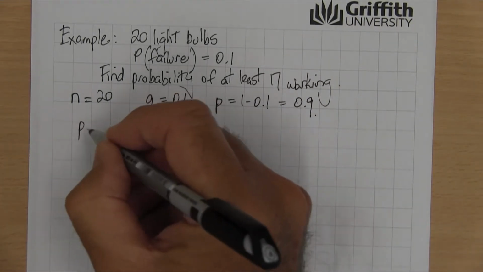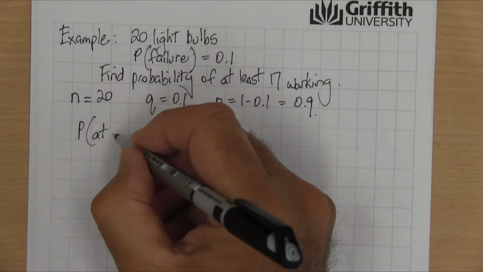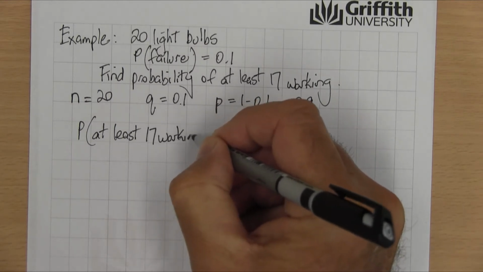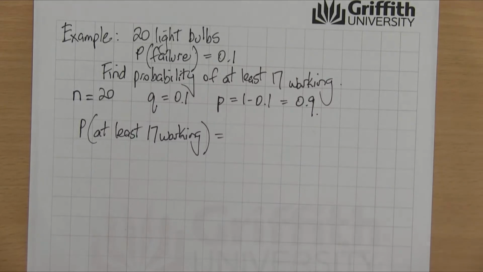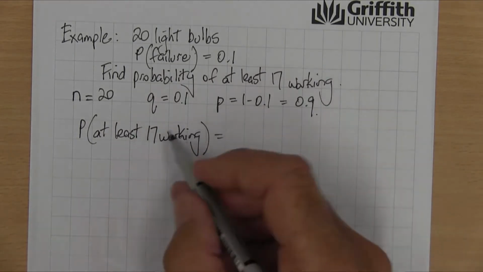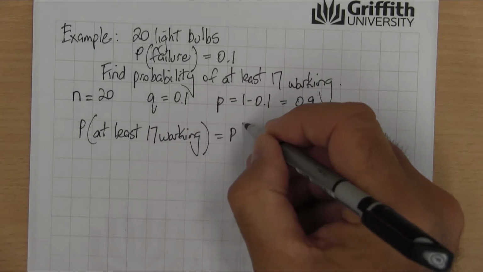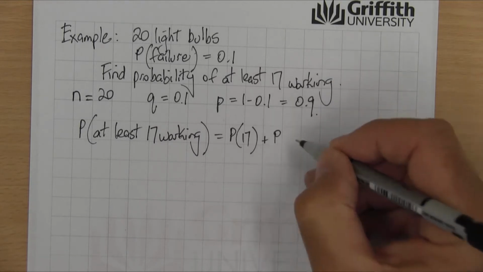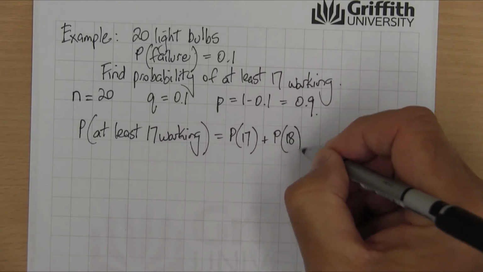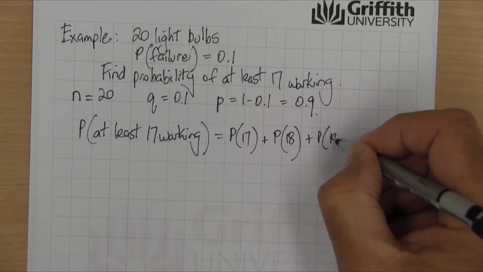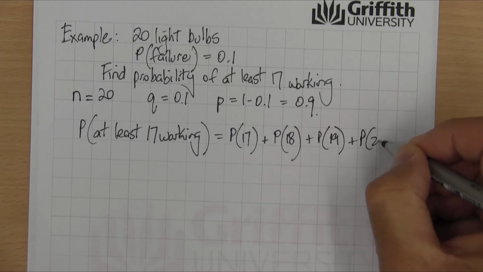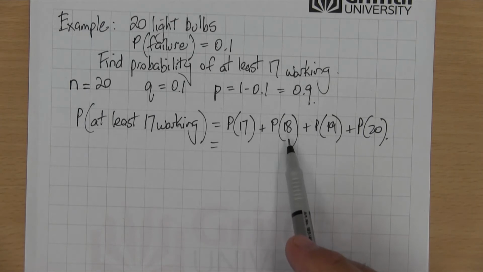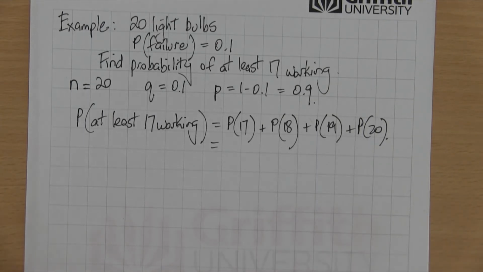Now, probability of at least 17 working, and sometimes the wording of these can make it a little bit confusing. At least 17 working is the probability that you're going to have 17 successes, plus probability of 18, plus probability of 19, plus probability of 20. So you've got 17 successes, 18 successes, 19 successes and 20 successes.